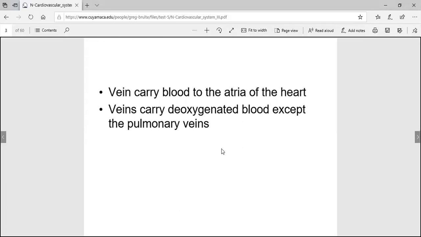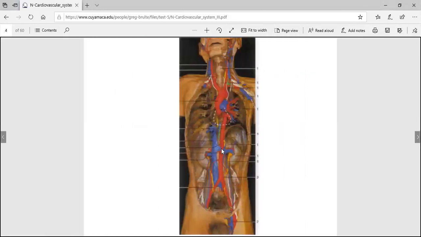So veins carry blood to the atria of the heart. Generally it's deoxygenated, except for the pulmonary veins, like we were talking about, and those are full of oxygen. Okay, so the heart's gone here, but you can see the aorta. That's, of course, carrying oxygenated blood. And you've got these three major branches off of it.